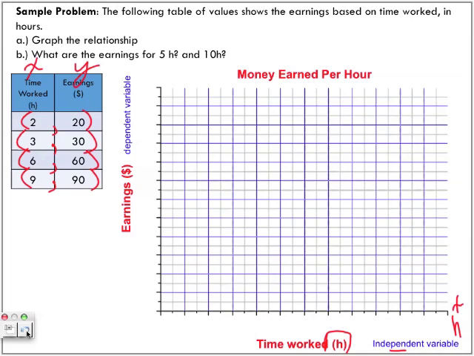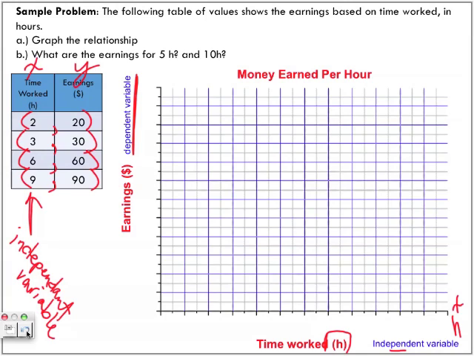Now, I labeled these things in blue here. The very first set in the table of values is referred to as the independent variable. Very important to know. A very common independent variable that you'll be plotting is time. So time will always be on the x-axis. Now, earnings is the dependent variable. We don't write those in when we're graphing, but we should know them because you might be asked which is the dependent variable and which is the independent variable.